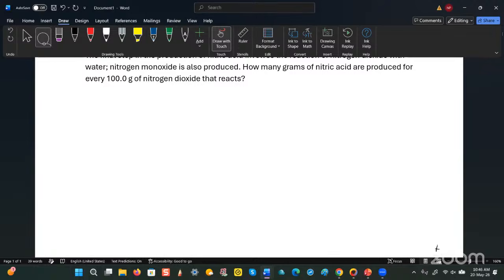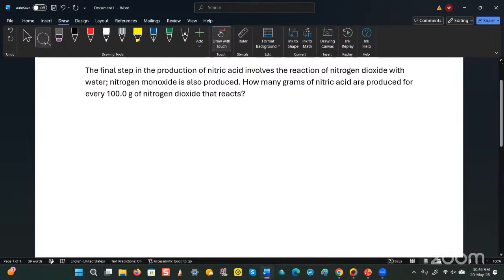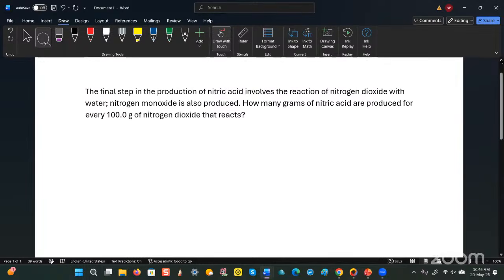Okay, so the question says the final step in the production of nitric acid involves a reaction of nitrogen dioxide with water, and then it says nitrogen monoxide is also produced. How many grams of nitric acid are produced for every 100 grams of nitrogen dioxide that reacts? So the first thing you need to do is to figure out what the balanced equation is, right? And let me just say this. You cannot solve a stoichiometric problem without a balanced equation, right?